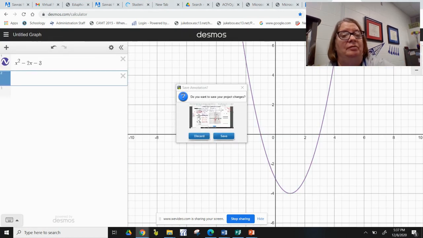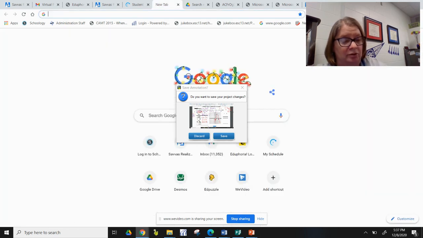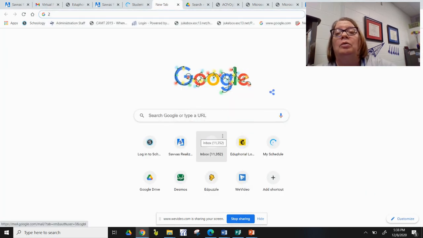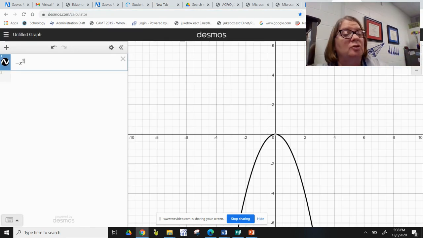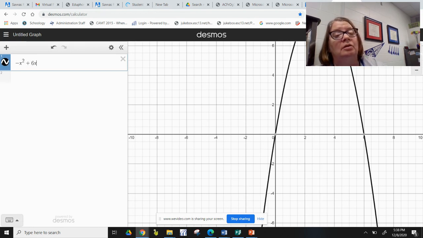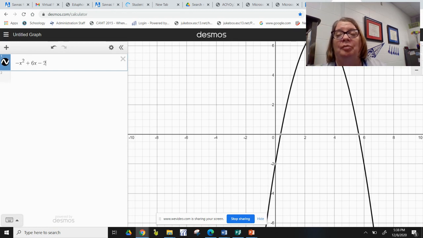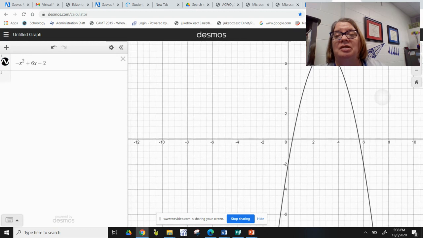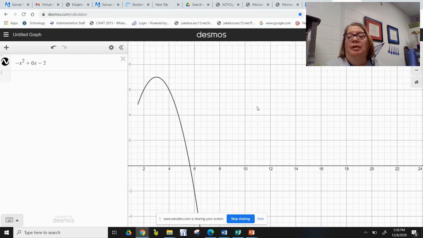I'm going to clear these two off that we did in the previous problem. And the equation from the problem is negative x squared plus 6x minus 2. And there's my parabola. I can zoom it just a little bit if I want to see. What did we talk about? We said that the vertex was 3, 7. See if we were right.